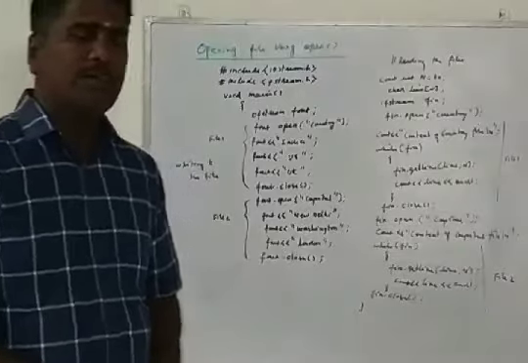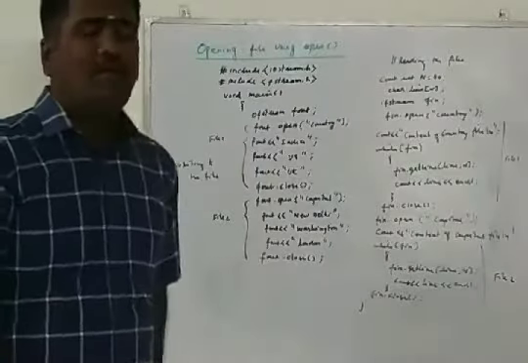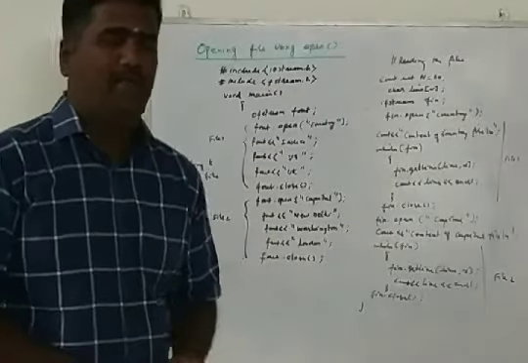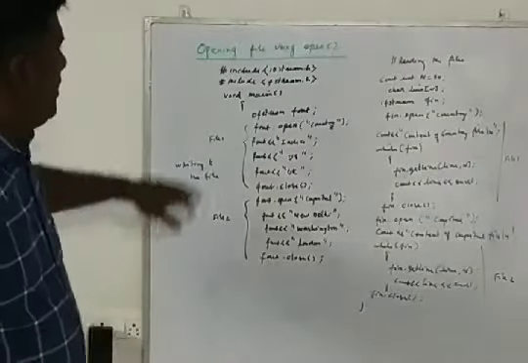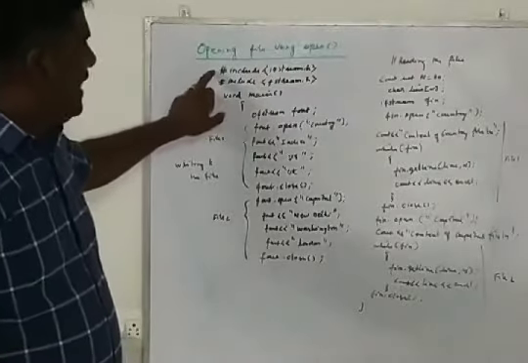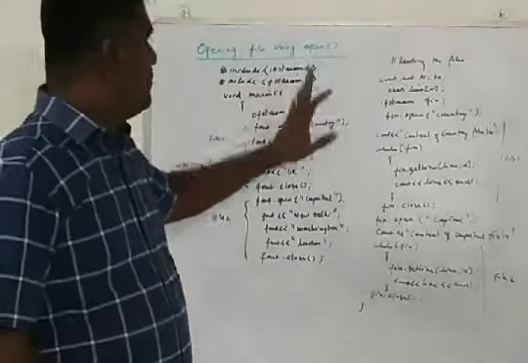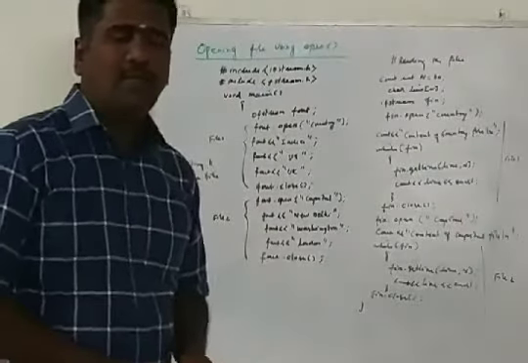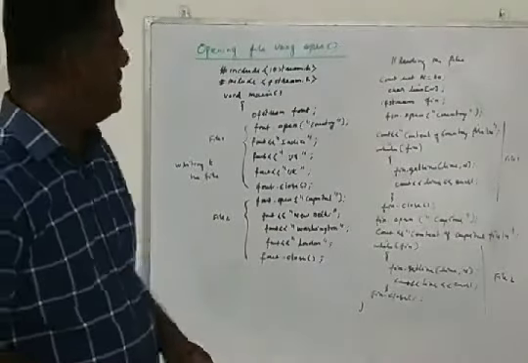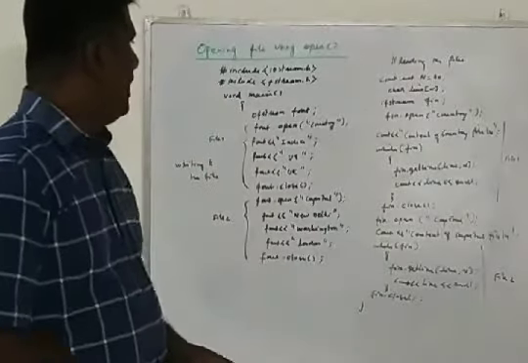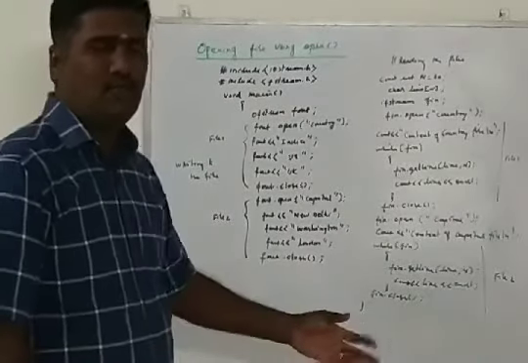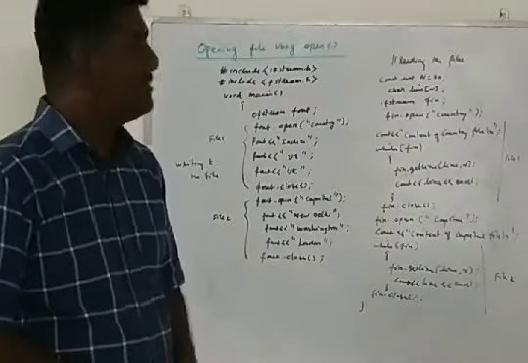Now we are going to see an example of opening a file using the member function open. Include iostream.h, which is used for input and output purposes. Next, include fstream.h. fstream.h is used for file handling purposes.